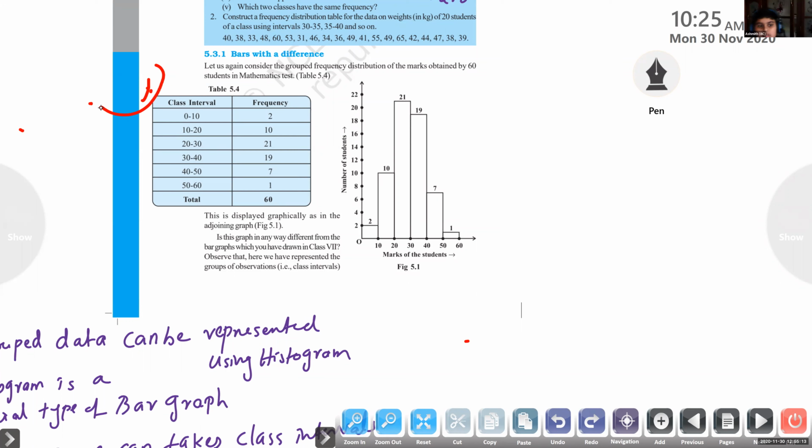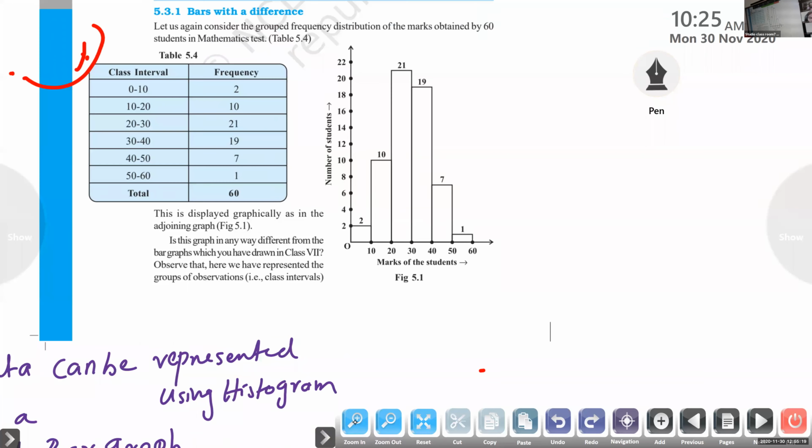And that question of class interval, yes, this one, Table 5.4. This table. Zero to 10, frequency 2. Take the question.